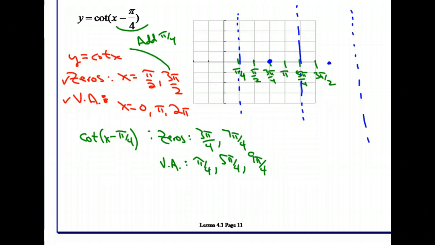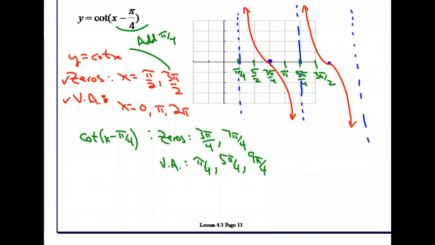And then remember the basic shape of a cotangent graph. It goes down to the right and up to the left. So we can get these zeros, and we get these vertical asymptotes for a tangent or cotangent graph. You pretty much have the whole graph. So it's just a regular cotangent graph shifted to the right by pi fourths.